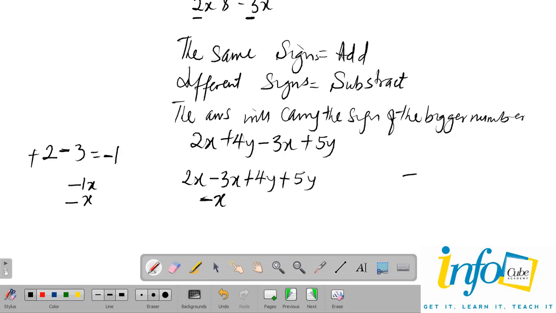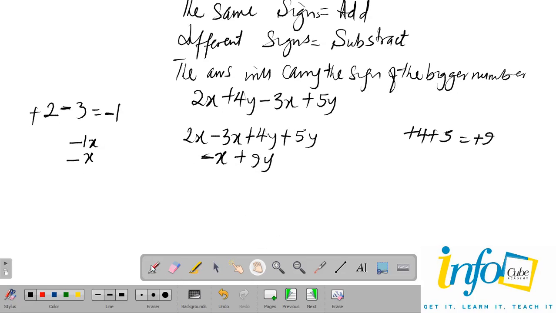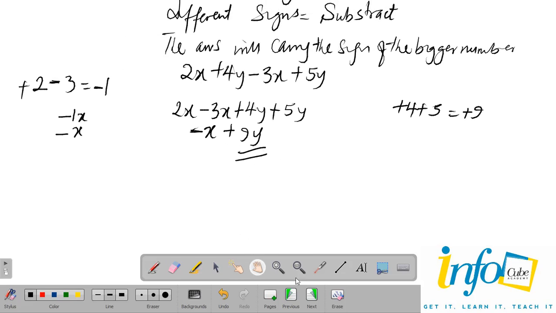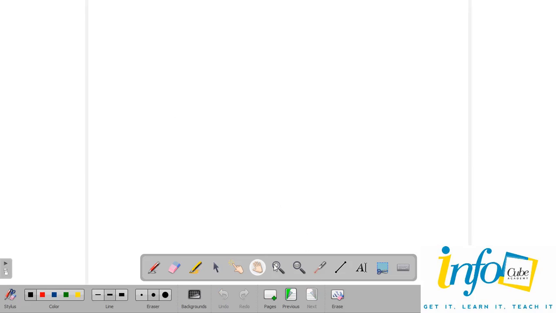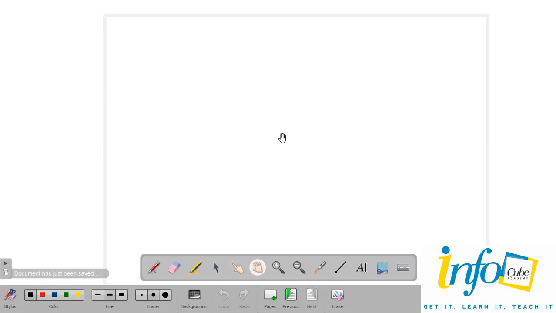Then the second one, we have plus 4 and plus 5. In plus 4 and plus 5, they are the same signs, so we add. 4 plus 5 is 9. The bigger number has plus, so we put the plus. So you have minus x plus 9y. At this point, some students will be tempted to solve more. But this is my final answer because x and y are not like terms. So this is what you get as your answer. Now we're going to solve more questions under this so that you will enjoy it more.